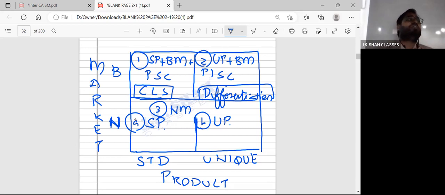Differentiation strategy. In differentiation strategy, our aim should be to give unique features to the customer, and the moment you start giving unique features, you can charge an extra price, and that extra price is called a premium price. Royal Enfield charges extra price, right? Premium prices. It is expensive as compared to any other bike.